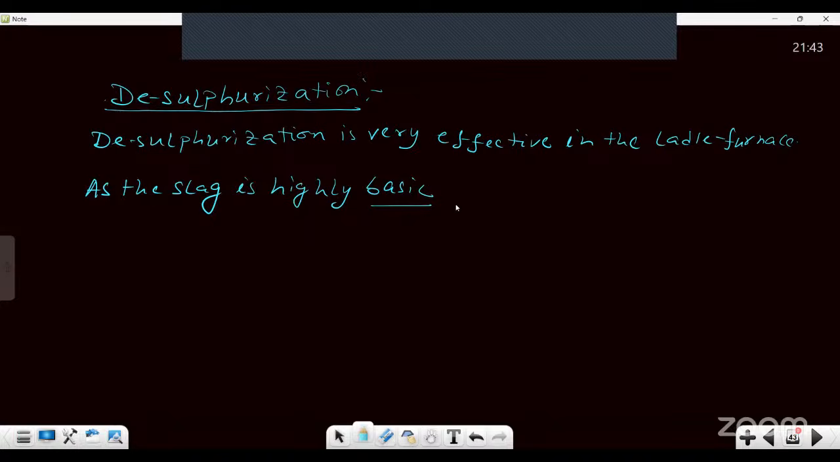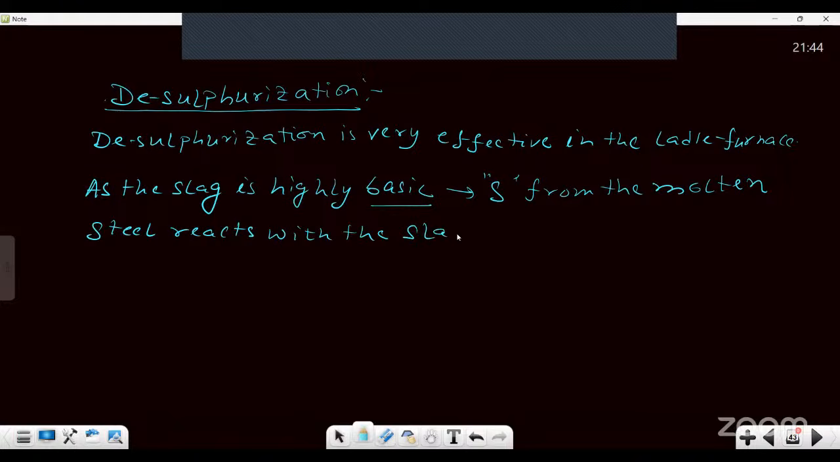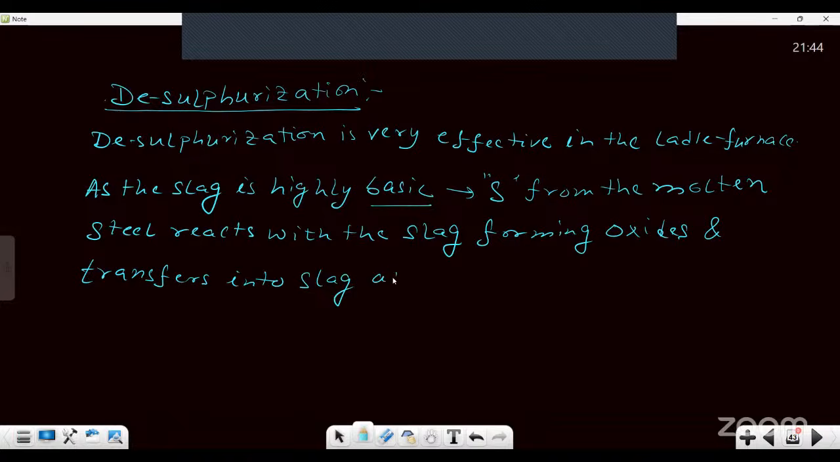Under proper study, sulfur from the molten steel reacts with the slag, forming oxides, and transfers into the slag as calcium sulfide, right? So this is something which happens.